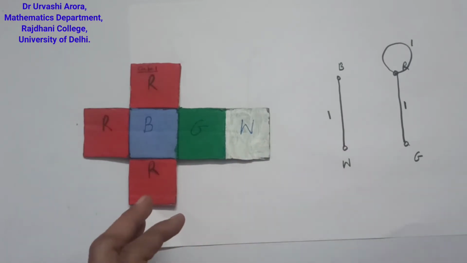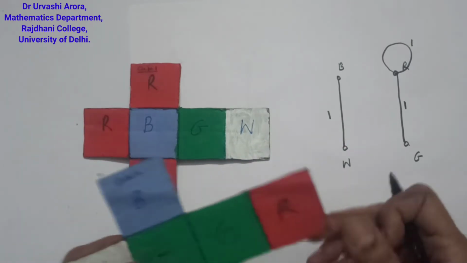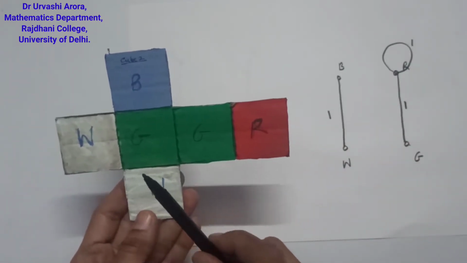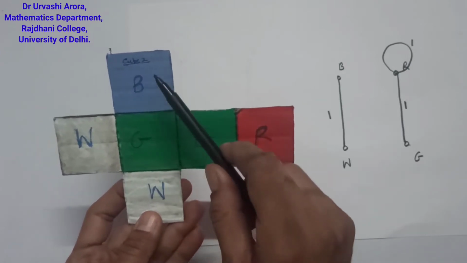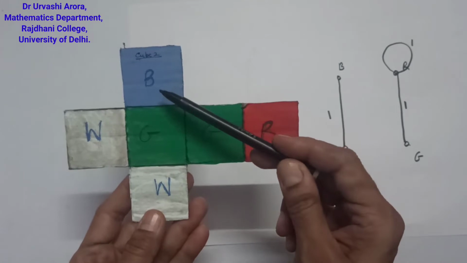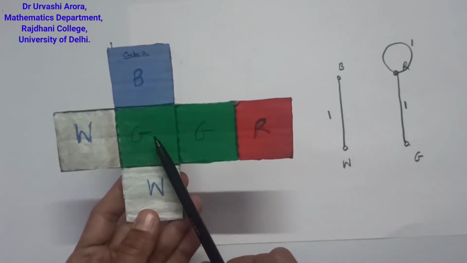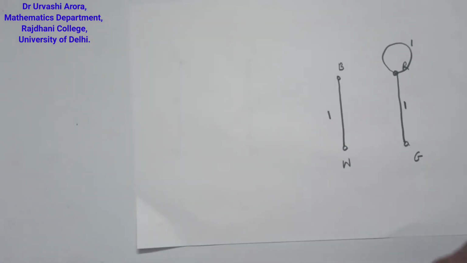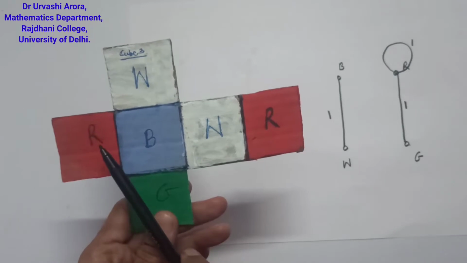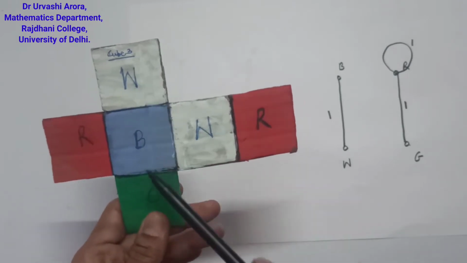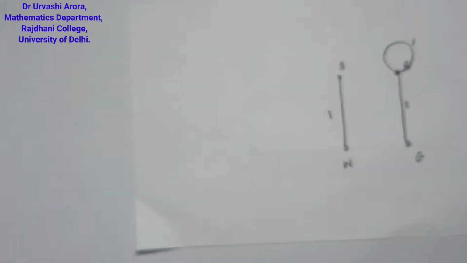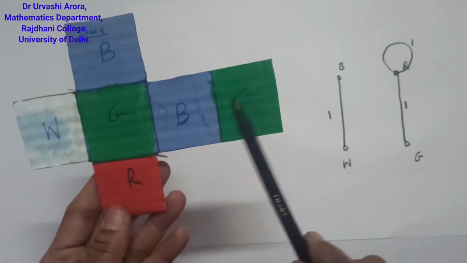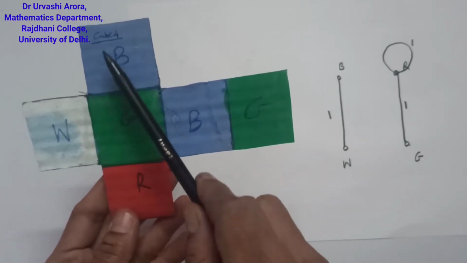The same thing has to be done for cube 2. Now this is cube 2. There is going to be an edge between W and G, between B and W, and between G and R for cube 2. For cube 3, the same thing goes: there is going to be an edge between R and W, between B and R, and between W and G. And for cube 4, there is going to be an edge between W and B, B and R, and G and G. This is a loop at G corresponding to cube 4.